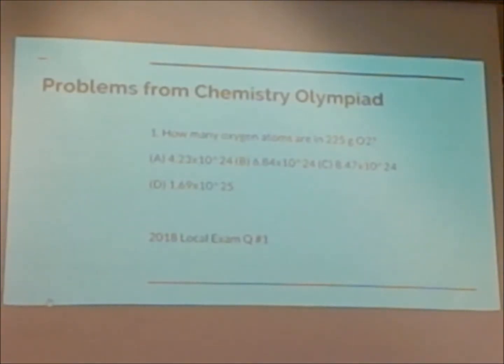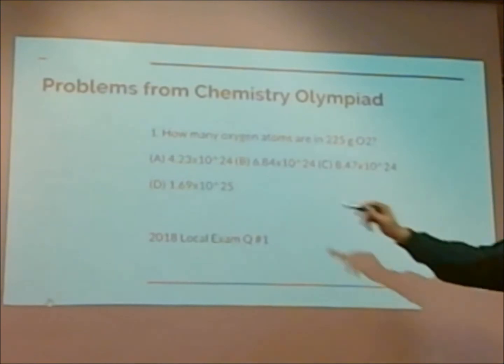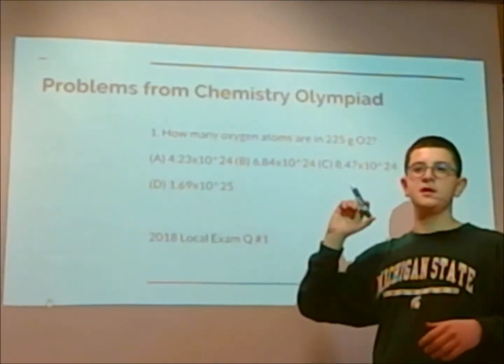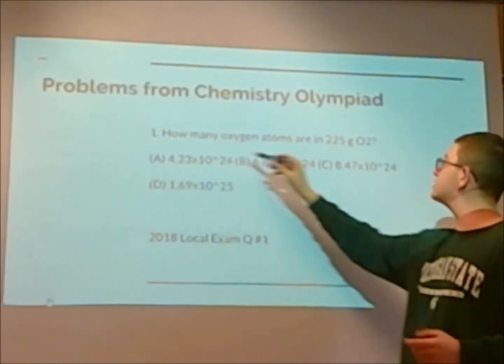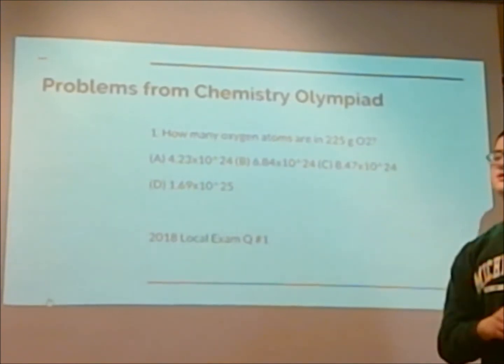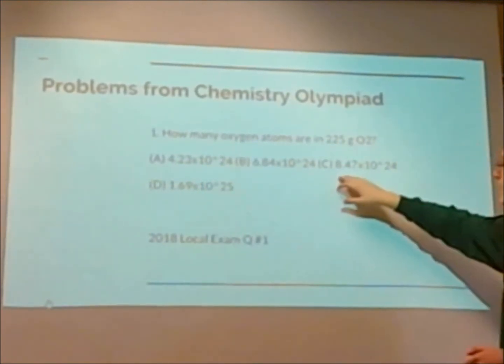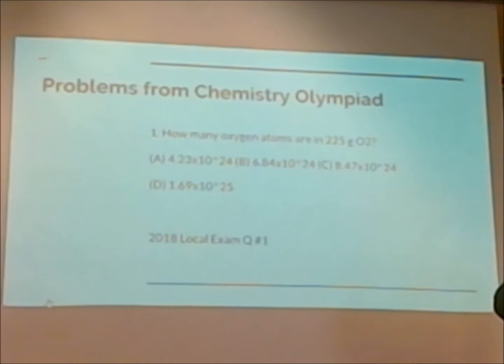So the actual answer is C, because it says how many. Did you just get B? Can you guys stop, please? Give me a second. So this is the number of molecules. What we're going to do is, because there are 2 oxygen atoms in this number of molecules, you're going to have to multiply by 2 to get C.